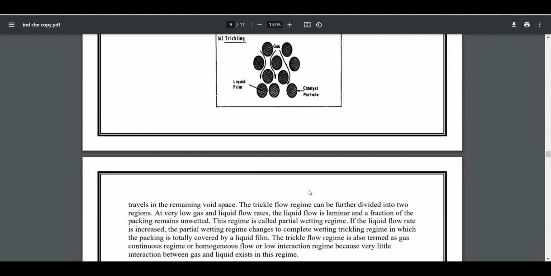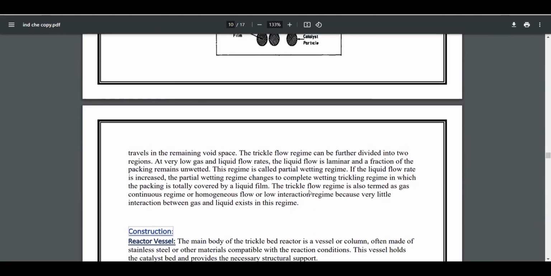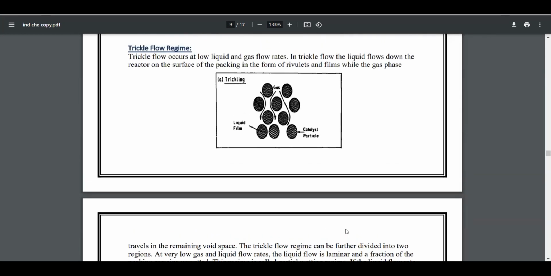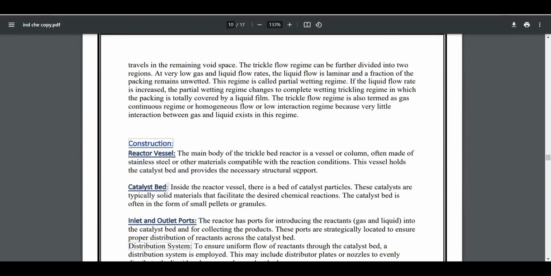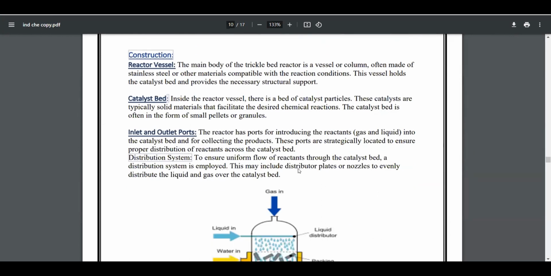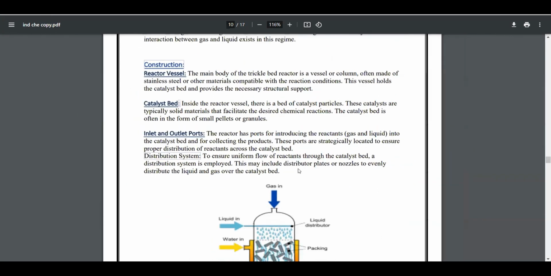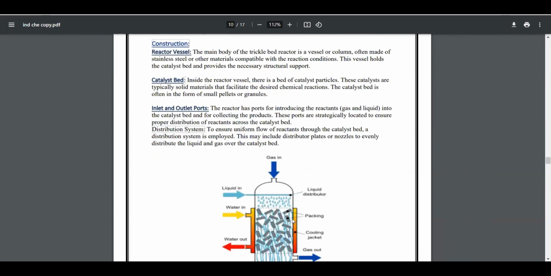And if the liquid flow rate is increased, then the partial wetting regime changes into the complete wetting trickling regime, in which the packing is totally covered by a liquid film. This flow regime is also termed the complete continuous regime, the homogeneous flow or low interaction regime, because very little interaction between the gas and the liquid exists in this regime. The diagram is also shown where the liquid moves over the film and the gas moves through the void spaces. Then talking about its construction.